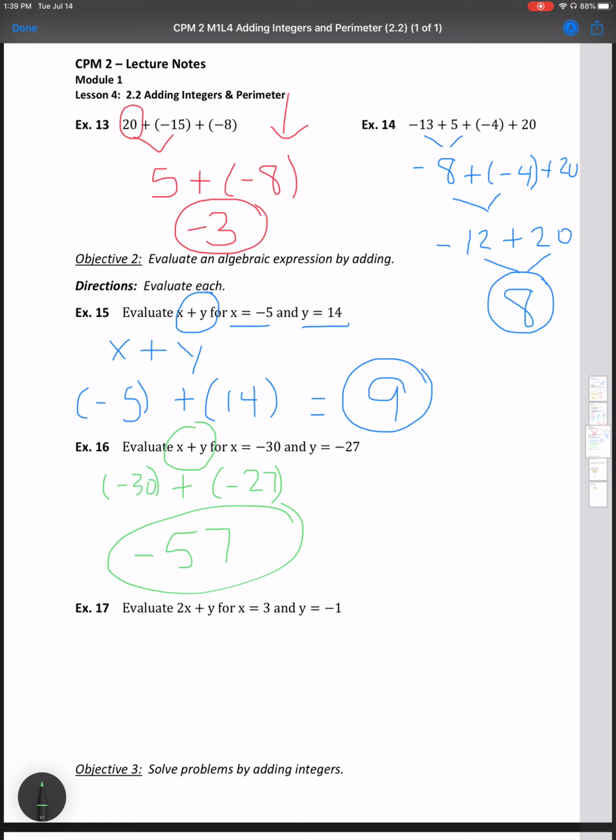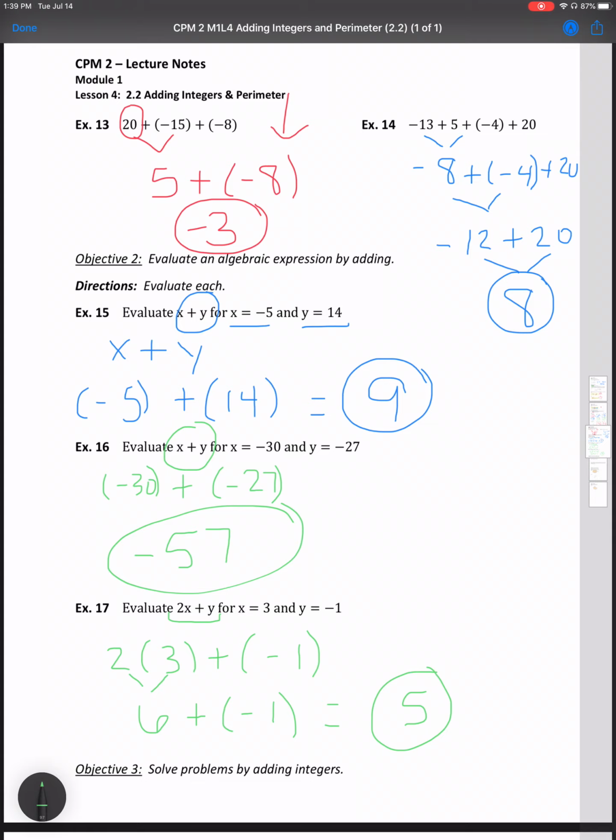Okay, example 17. Evaluate, so here's our expression. Every time I come to a letter, I put parentheses. Instead of x, I'm plugging in 3. And instead of y, I'm plugging in a negative 1. So then think of order of operations. We need to multiply before we add. So 2 times 3 is 6. Bring down what I haven't used yet. And then when I add, these are different signs. So what I'm thinking is subtract, keep the sign of the larger.